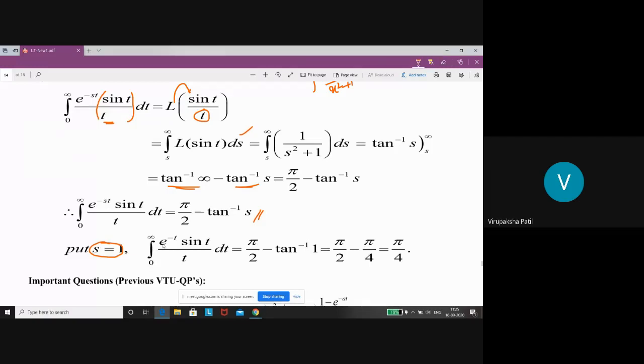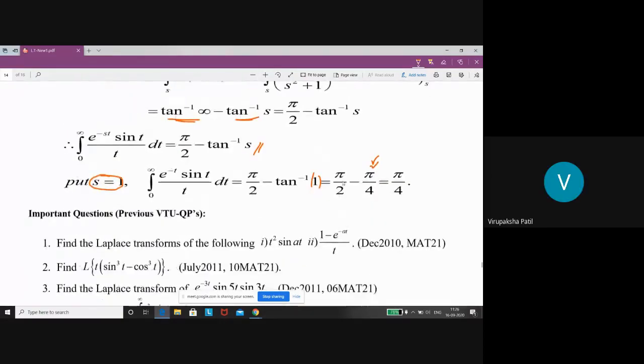Integration 0 to infinity e to the power minus t sine t divided by t dt is equal to pi by 2 minus tan inverse 1. Now, what is the pi by 2 as it is? What is the value of tan inverse 1? It is pi by 4. Now, pi by 2 minus pi by 4 is how much? It is pi by 4. So, this is the final answer. Is that clear?